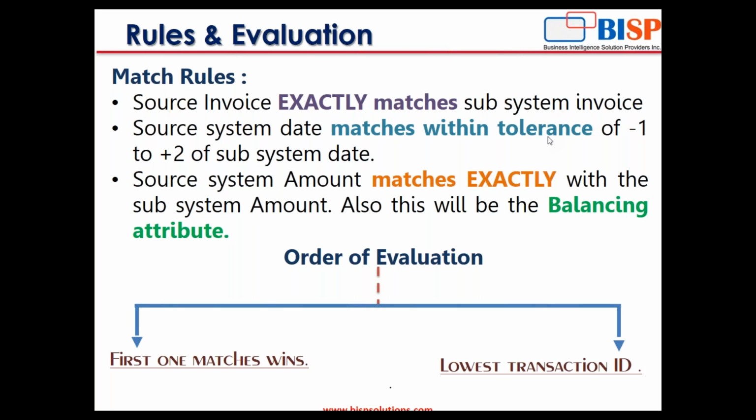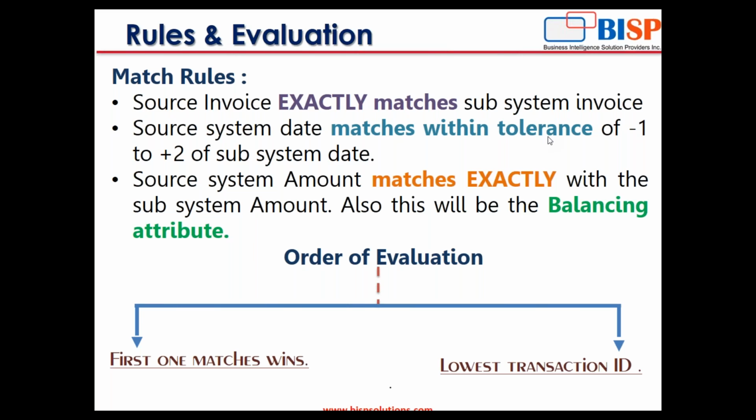And of course, I have used a rule where my source system amount shall match exactly to my subsystem amount. And also it will be a balancing attribute because my whole base of reconciliation transaction matching depends on my amount. So this is my balancing attribute.